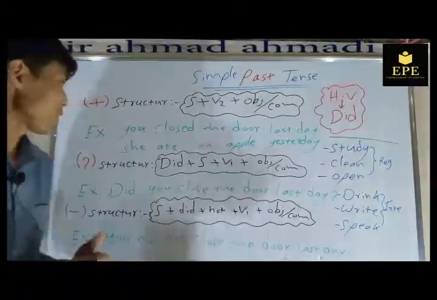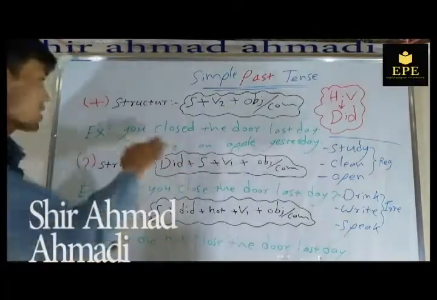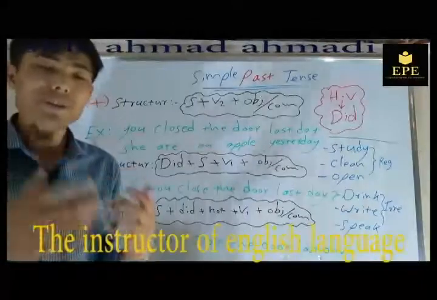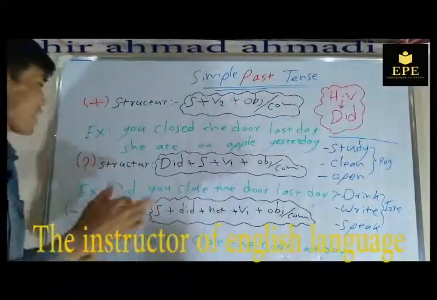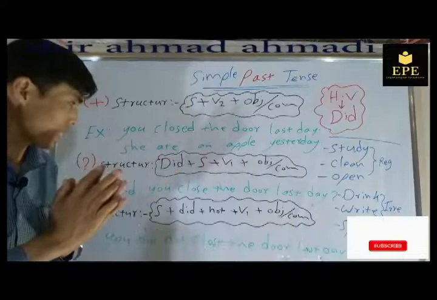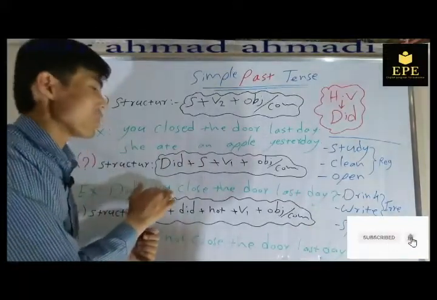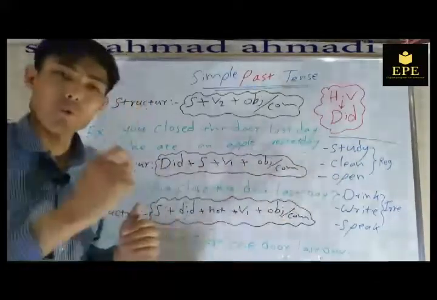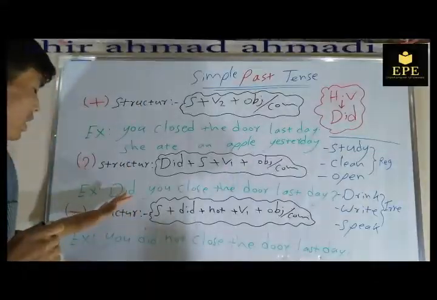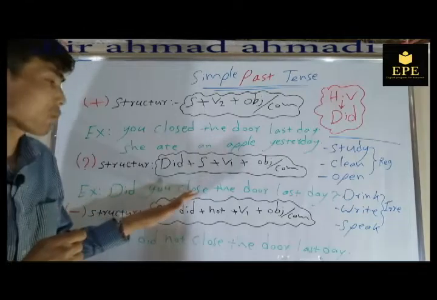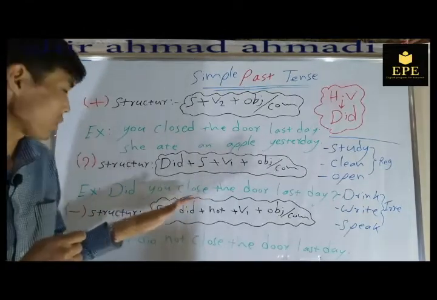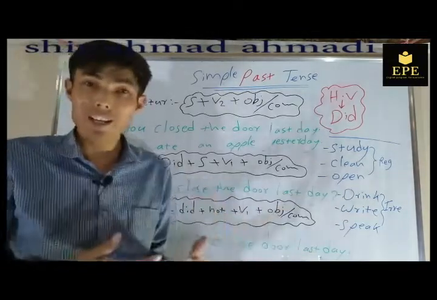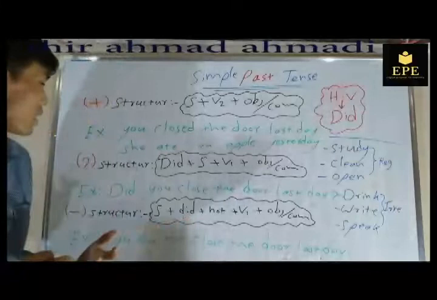I give you an example. If you want to change this positive sentence to the question form, it's very simple and easy. We just add did at the beginning of the sentence. Did you close the door last day? At the end, we put a question mark. So we brought did here and then close, first form, not closed because of the d here. Did you close the door last day? Okay, this is the question form.